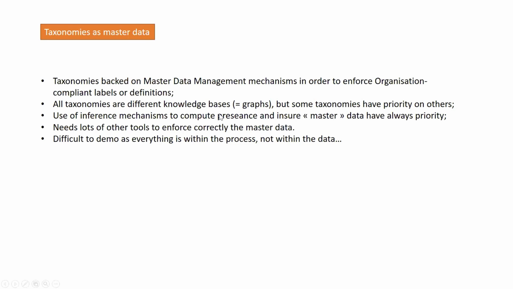the organization-wide rules. It's very difficult to demonstrate because everything is in the process, not in the interface. It's just when an application needs a list of labels of countries, it's just to ensure that the API, which is going to deliver this list of labels, will be enforcing the rules of precedence in the taxonomies, and will give the priority to the legal taxonomy, if it's an official project.